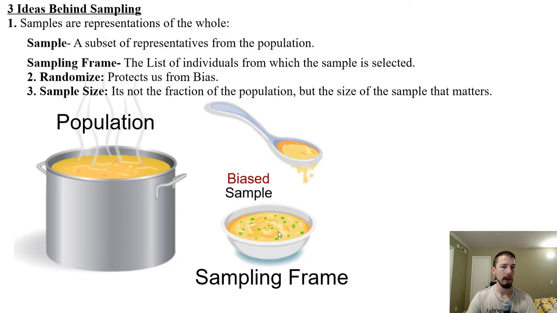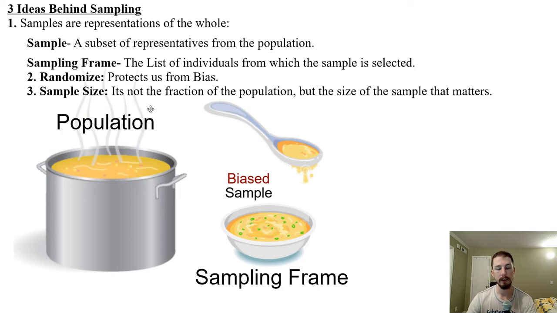The three ideas behind sampling: samples are supposed to be representations of the whole. So a sample is a subset of representatives from the population themselves. The sampling frame is the list of individuals from which the sample is selected. So it's all the possible people in the population that could have been selected. We want to make sure that we match the sampling frame to the population as best we can. So we want a list of all the people that we are interested in representing as best we can. It's not always possible.